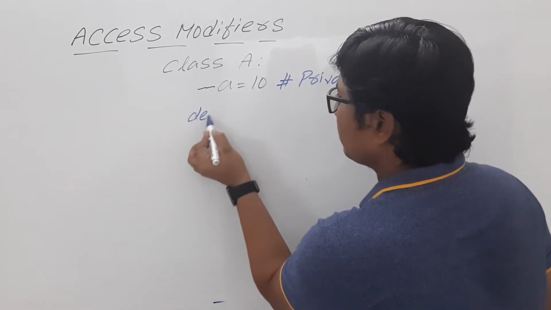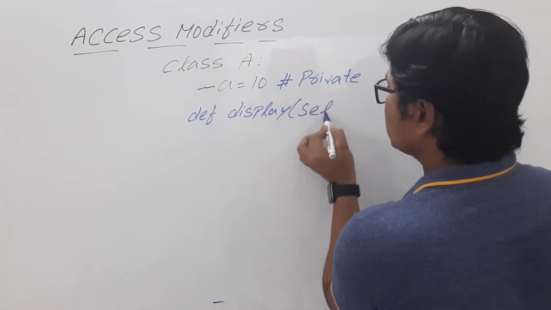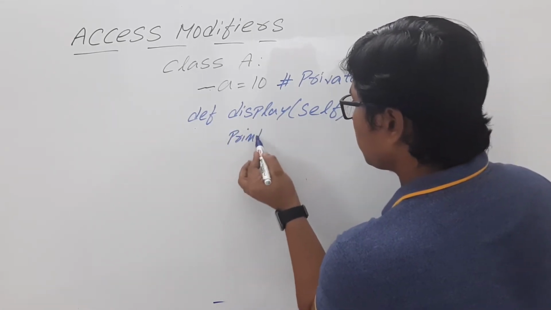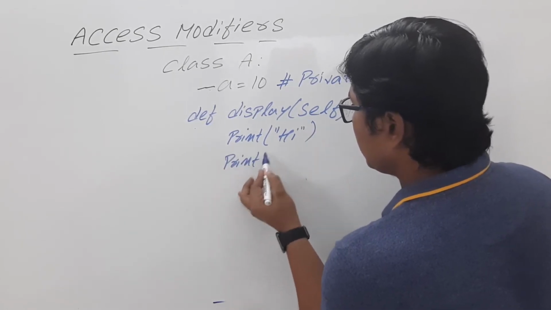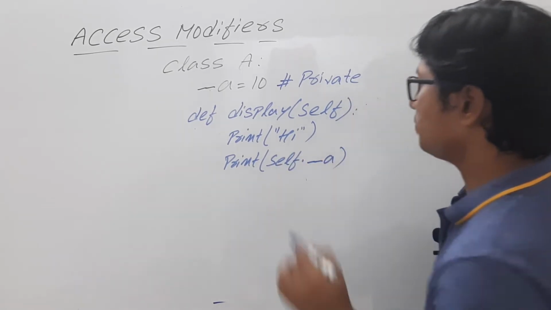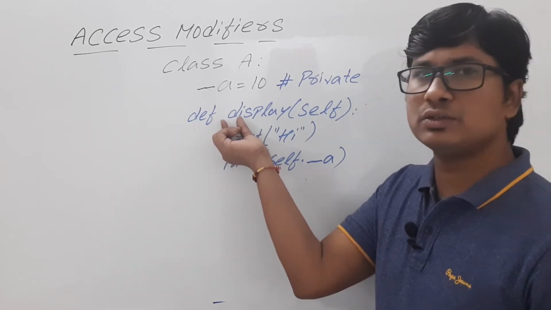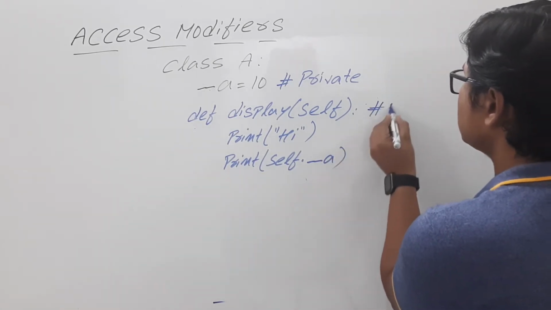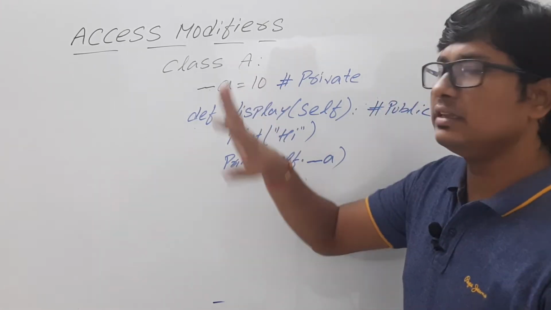Similarly, let's take that I am defining a method called display. Then I am writing self, then print hi, and print self dot double underscore a. Now look at here. Have we added any double underscore for this method called display? No. So we can say that this is a public method. Now if it is a public method, you can access it in the entire program.